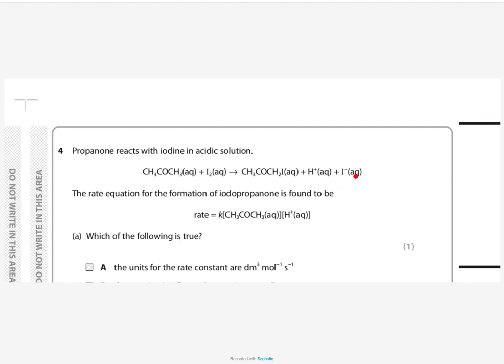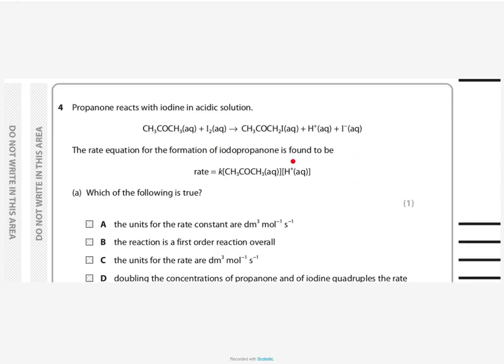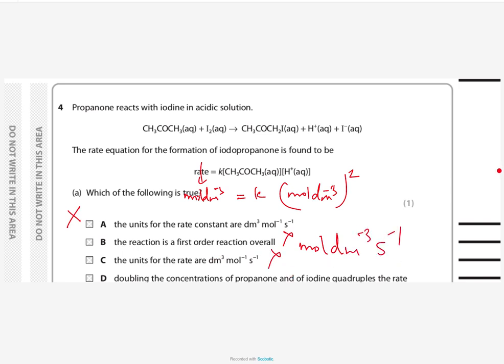Propanone reacts with iodine in acidic solution. The rate equation for the formation of iodopropanone is given. Which of the following is true? The units of the rate constant are dm cubed per mole per second. Let's check on that. Rate is moles per dm cubed per second. This is moles per dm cubed times moles per dm cubed, moles per dm cubed squared. So per mole squared dm cubed per second. That's correct, right? The reaction is first order overall. That's wrong. It's second order. The units should be mole per decimeter cube per second, not decimeter cube per mole per second. That's wrong.